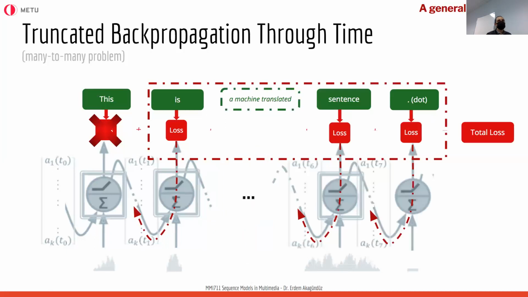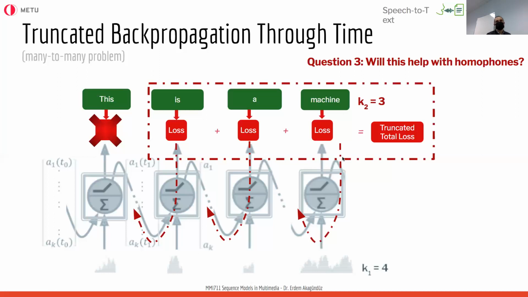Okay, so another case, a general case where K1 is larger than K2: you're applying some inputs K1, but you are using only K2 as the total loss. Good. Will this help with homophones? For this speech-to-text example, we have talked about this actually. It may. The answer is it may.